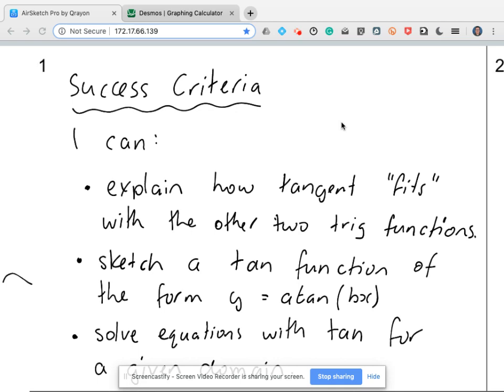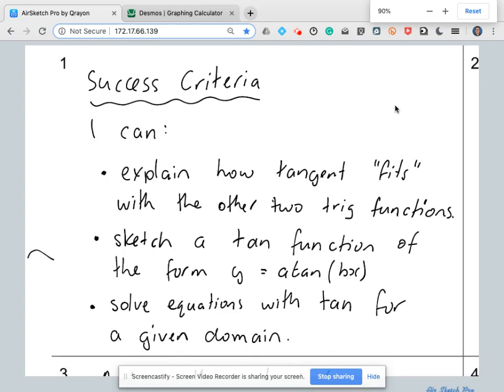Okay, everybody. So what we are looking at today is tangent. So far we've focused our time on looking at sine and cosine. We've had a look at the sine and cosine graph. We've solved equations using sine and cosine. So we're now going to extend our understanding through tangent.